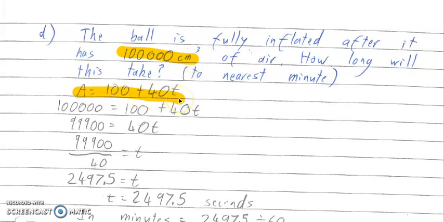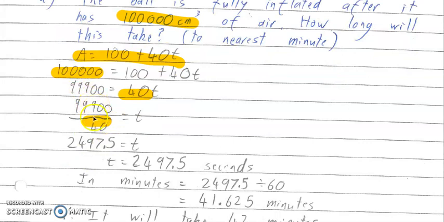Well, I'm rewriting my equation. That's the first thing I do. It wants to know when will the letter A equal 100,000. So I'm replacing the letter A with 100,000. 100,000 equals 100 plus 40t. Then I need to solve and figure out what t equals. So first I moved 100 over the other side. Look students, I was a little lazy here. I really should have written 100,000 take away 100 gives me 99,900. Anyway, then I move this 40 over the other side. What's the opposite of multiplying t by 40? Dividing by 40.